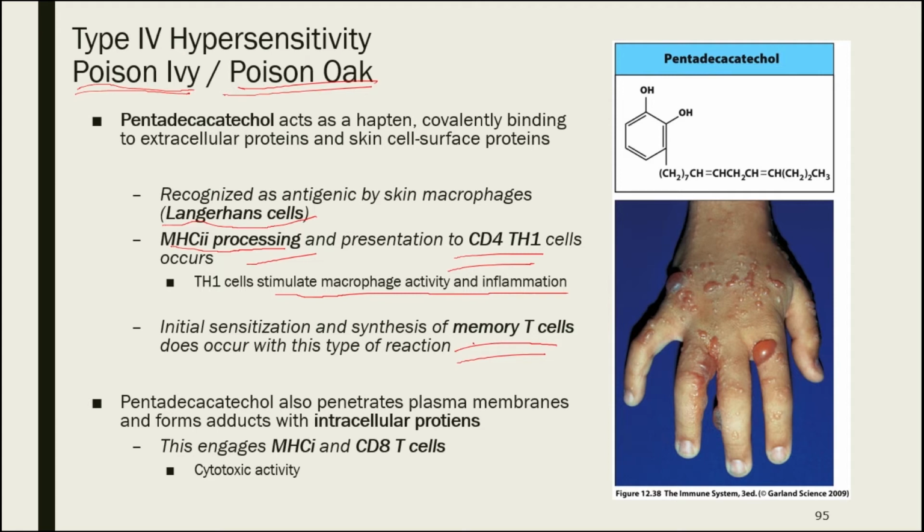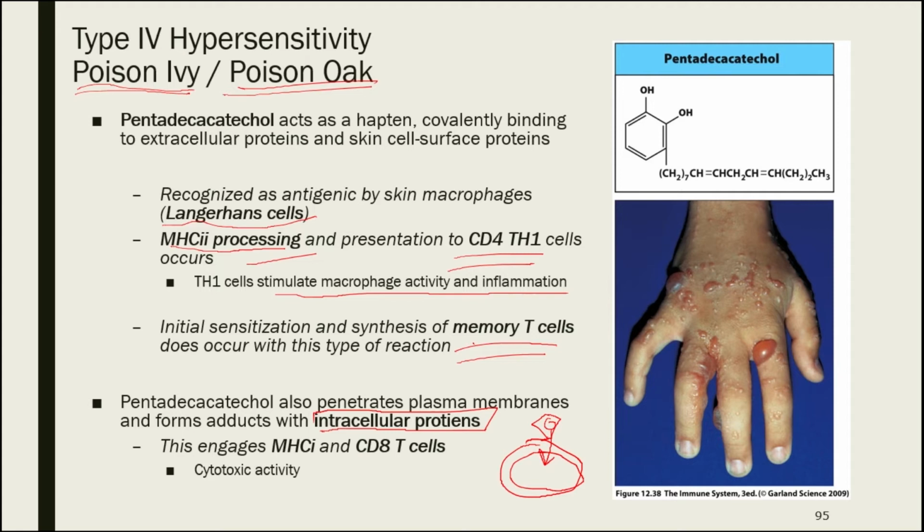Now it can also penetrate cell membranes and form adducts with intracellular proteins. So here we have the cell, and this little compound goes through. Now it is not outside, it is inside the cell. You could think of it like a bacteria, though that is not the best way to think of it. Here a small molecule went through the cell membrane, just like a virus, went inside the cell, and started interacting with cellular proteins.